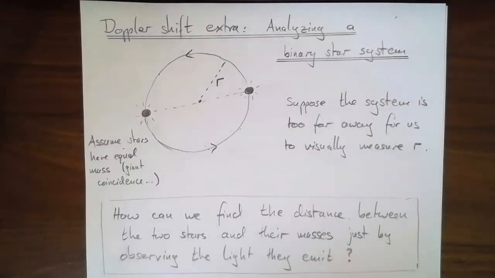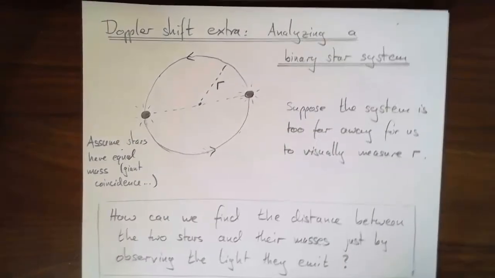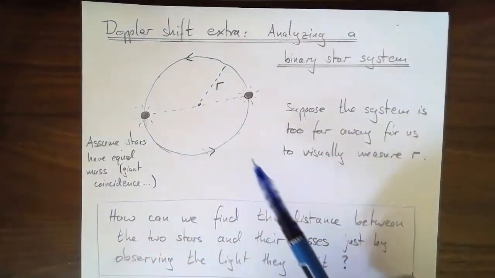This is going to be another example of Doppler shift applied to some real-life situation. Of course, we're going to make some simplifying assumptions and so on, but it's a place in physics where the Doppler shift tends to be highly relevant, namely in astronomy. So we're going to analyze a binary star system.